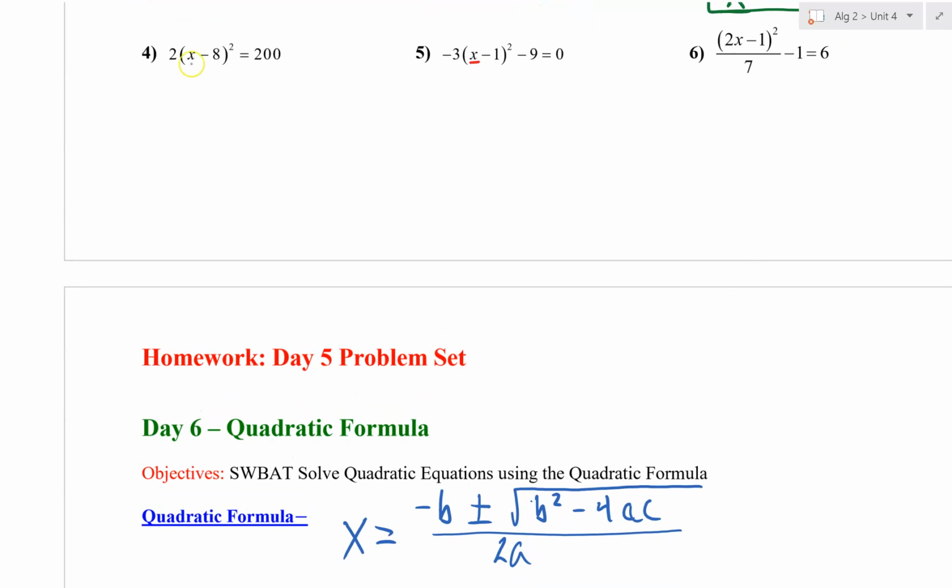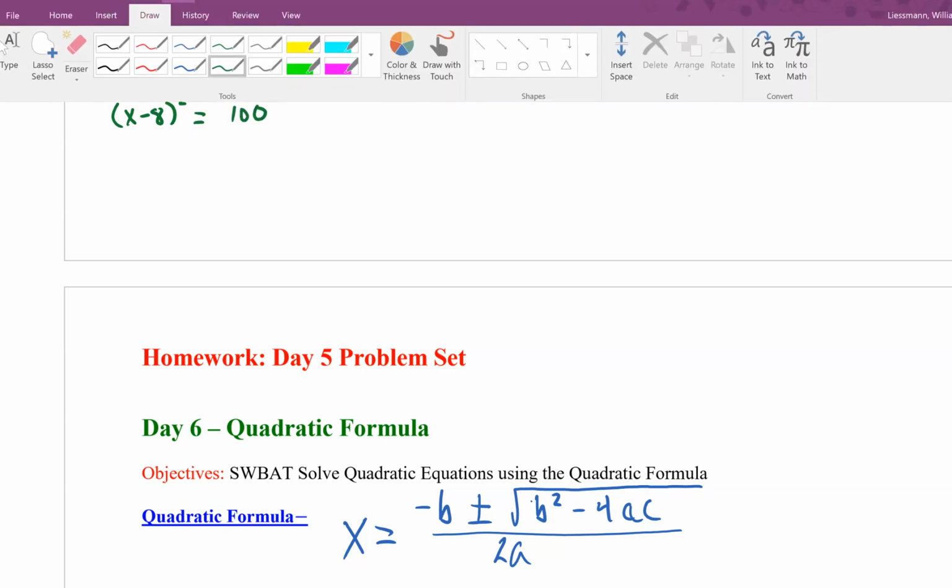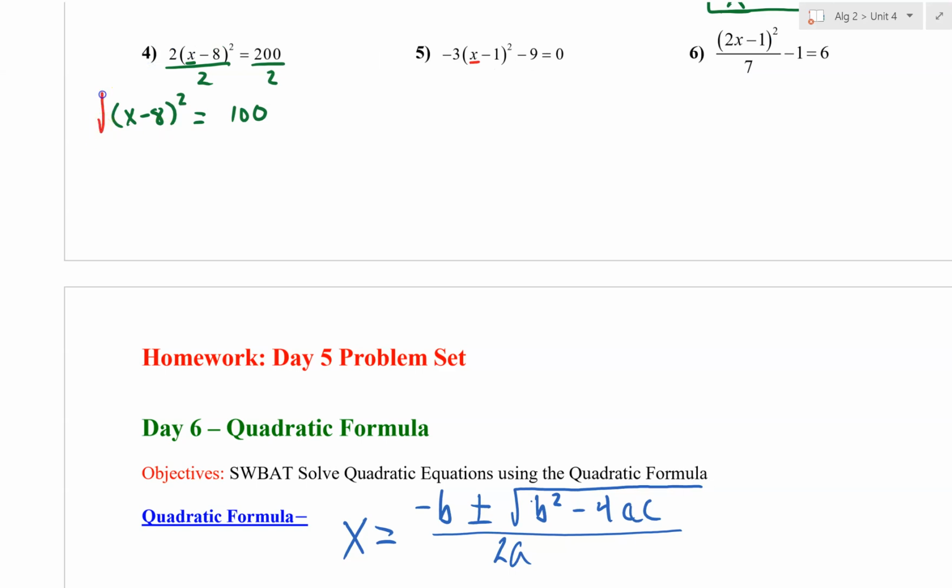Same idea here. I have 1x. I just want to get the 1x by itself. So first thing I want to do here, I want to get rid of the 2 on the outside. So I'm going to divide both sides by 2. When I do that, I'm going to get x minus 8, all of that being squared, is equal to 100. Now, I need to get rid of the squared, so I'm going to take the square root. Do that on both sides, remembering that I have a plus minus situation here.